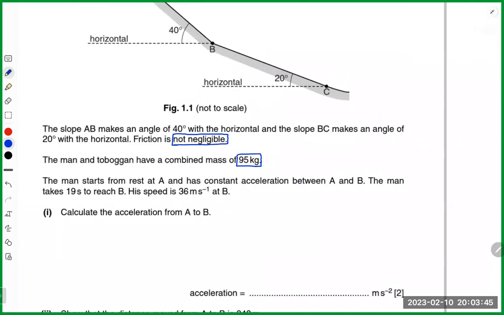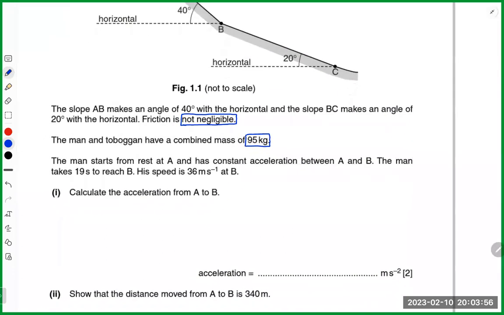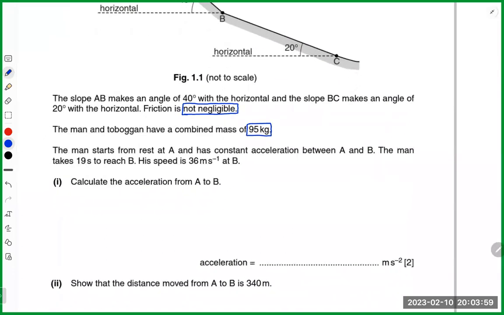The man starts from rest and has a constant acceleration between A and B. The man takes 19 seconds to reach B. His speed is 36 meters per second at B. Calculate acceleration.